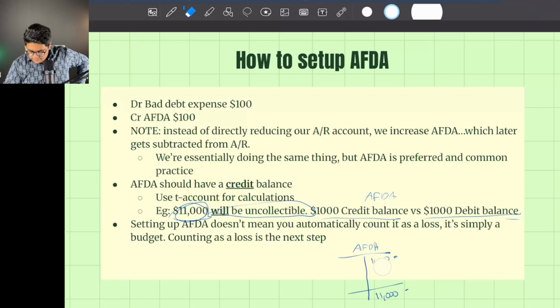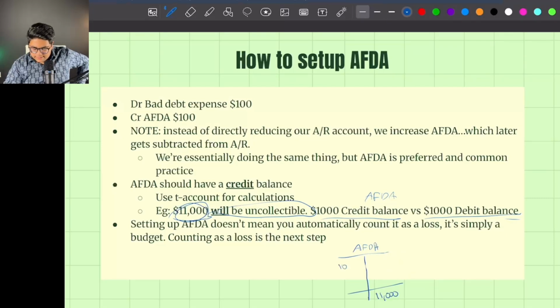Now let's assume the opposite scenario where instead of 1,000 credit, you have a $1,000 debit balance. Cool. So what do you got to do to this $1,000 debit to make this 11,000 credit? You got to increase it by $12,000, right? Think of it as minus 1,000 plus 12,000 is equal to 11,000, right? That's just how I like to think of it.